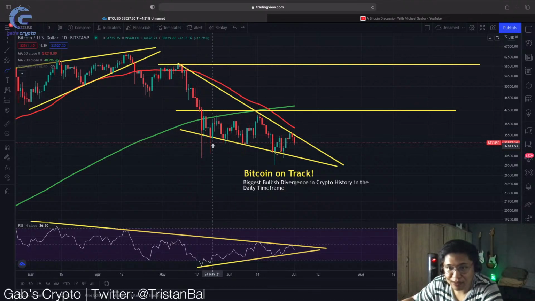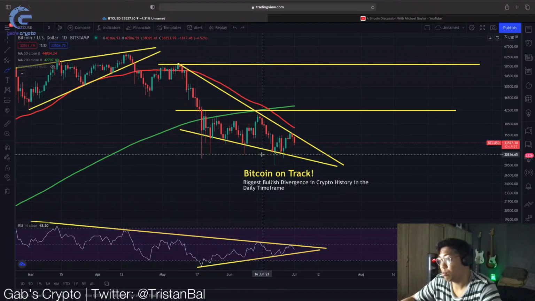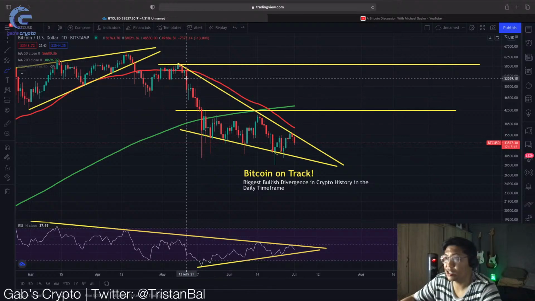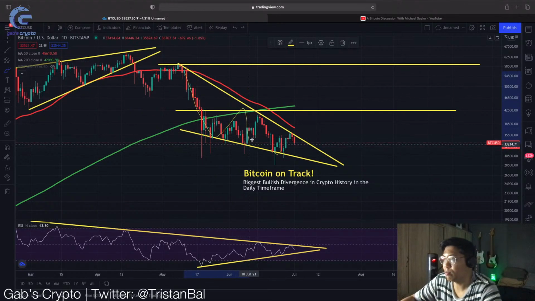May chance kaya mag 30k? Naka-DCA ako 32, 31, 30. So may chance daw ba mag 30k? If you're going to follow this trend pa din, 30k is actually possible pa din kasi lagyan natin to. So sundan natin tong movement. So ito ha, lagyan natin siya.